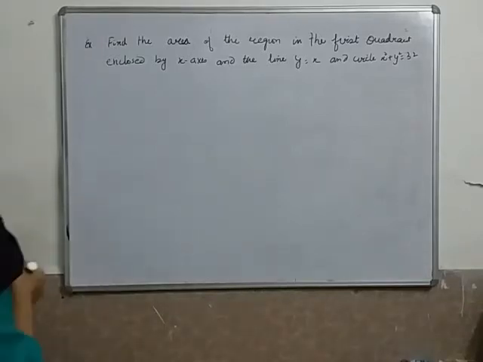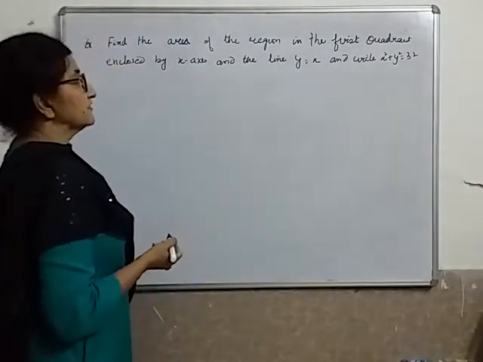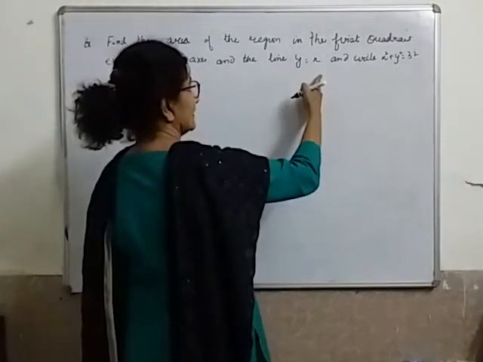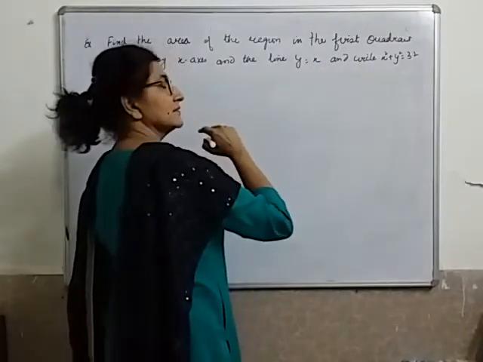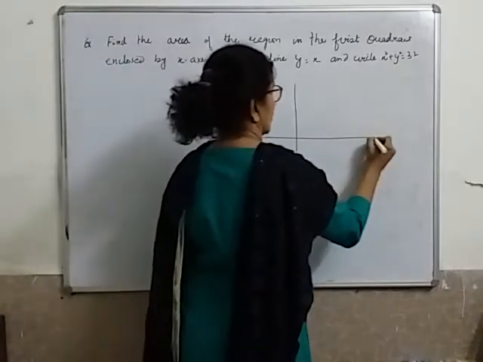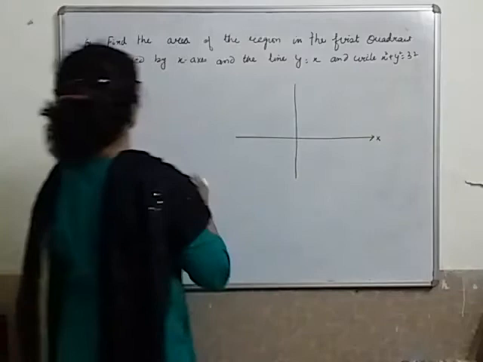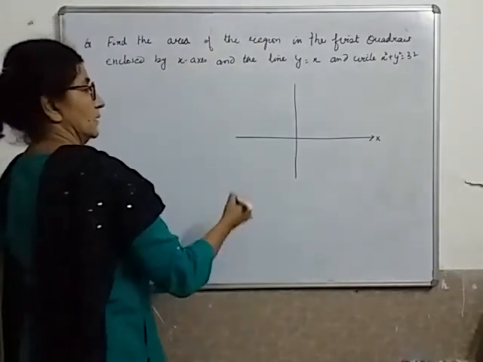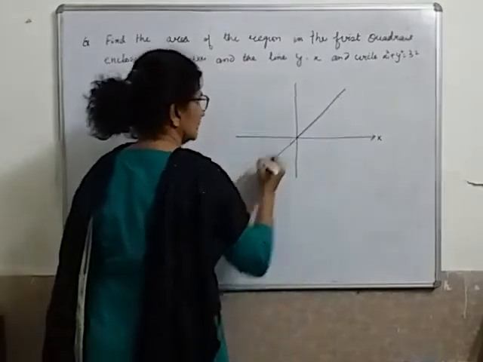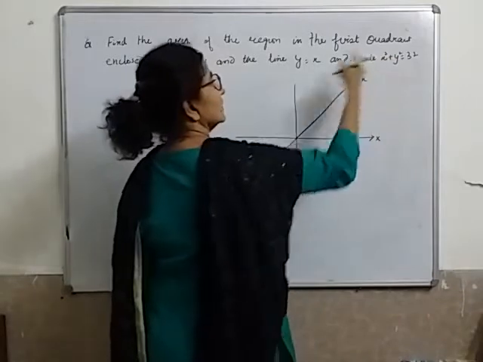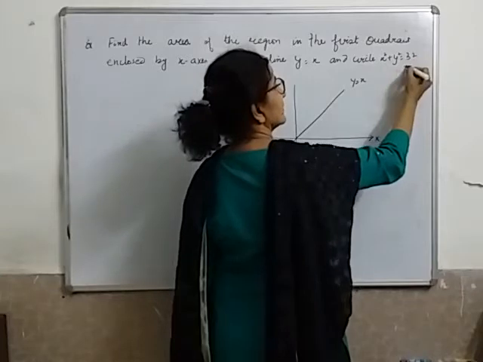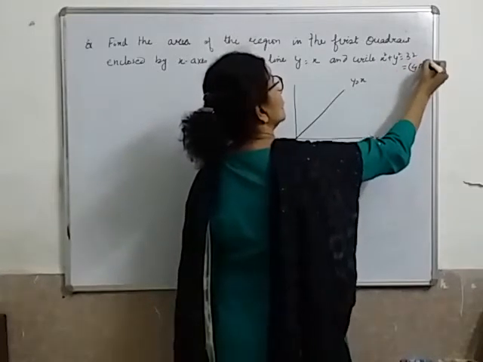Yes, next example. Find the area of the region in the first quadrant enclosed by the x-axis, the line y equals x, and the circle x squared plus y squared equals 32. Now I should understand so many things. Enclosed by the x-axis, y equals x is a line through the origin, and this is a circle whose center lies at the origin. x squared plus y squared equals a squared.